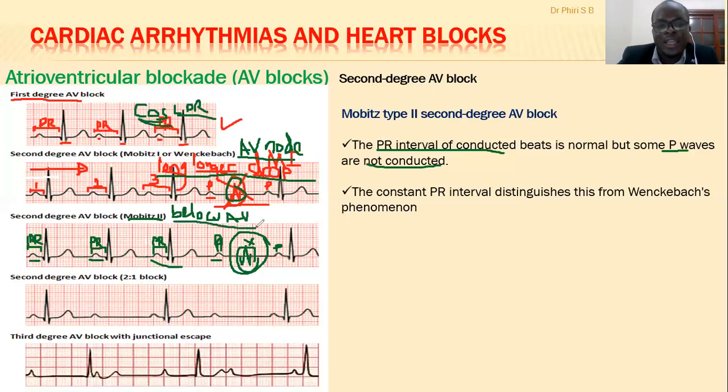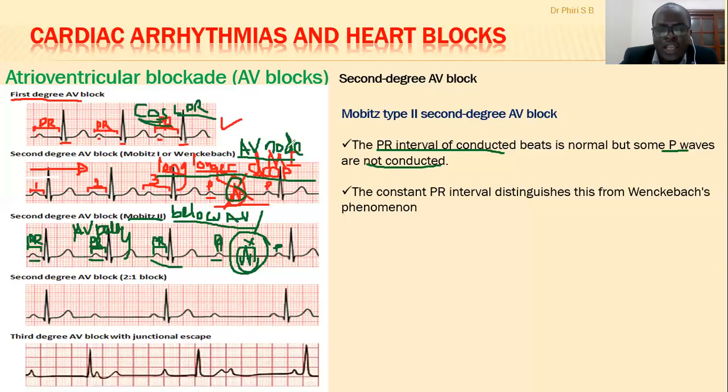So what does that mean? It means that the AV node is firing an action potential, but this action potential can't move via the bundle of His because that's where the block is. So that's why you find that you have a normal PR segment, because with the PR segment, mainly you're looking at AV delay. The AV delay is the one that will give you the PR segment or PR interval. So this PR interval in Mobitz type 2 will be normal.